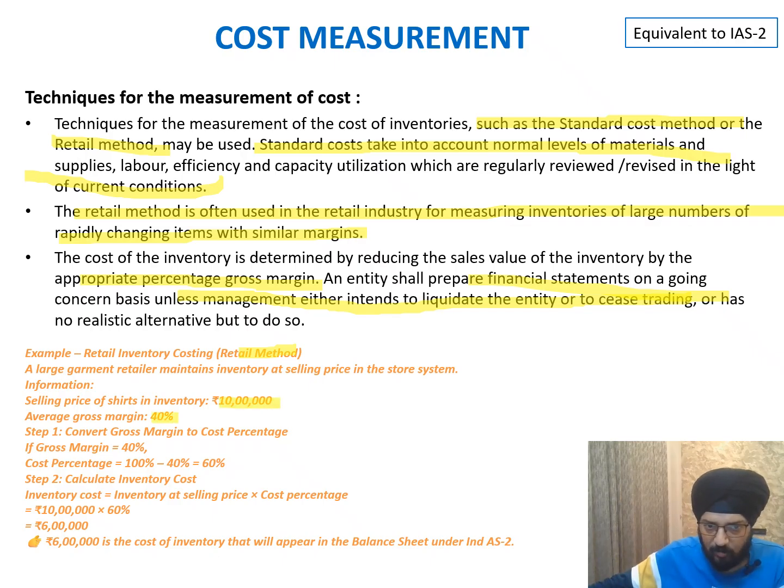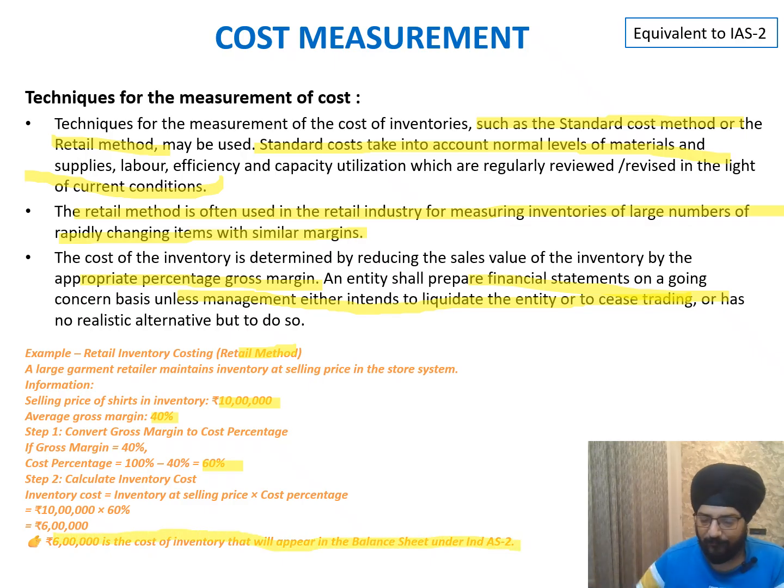Step 1, convert the gross margin into the cost percentage, which is nothing but 60%, that is 100% minus the gross margin. Step 2, calculate the inventory cost, which is 60% of 10 lakh, that is 6 lakh. So 6 lakh is the cost of the inventory that will appear in the balance sheet under IND AS 2.